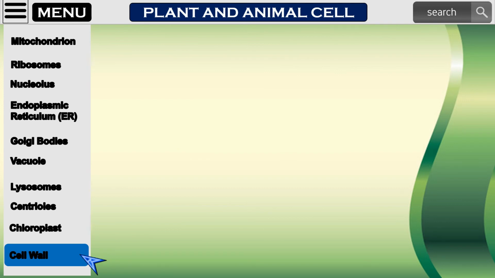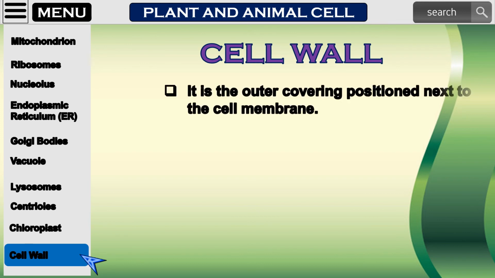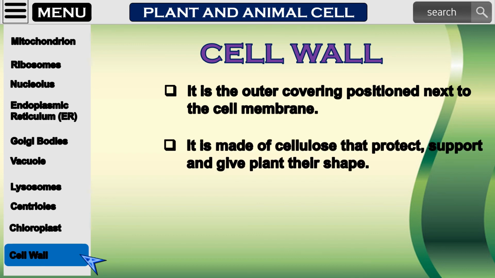The second organelle that can only be found in plant cells is the cell wall. The cell wall is the outer covering positioned next to the cell membrane. Plants have cell walls made of cellulose that protect, support, and give plants their shape.